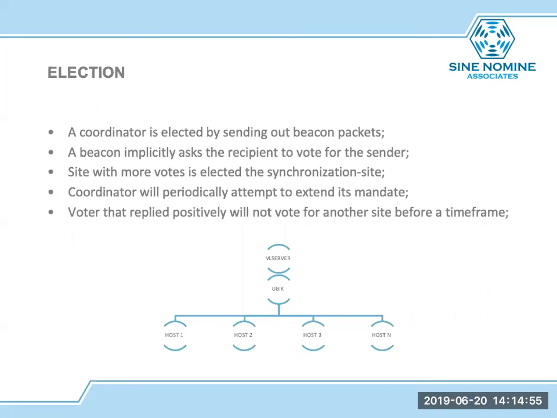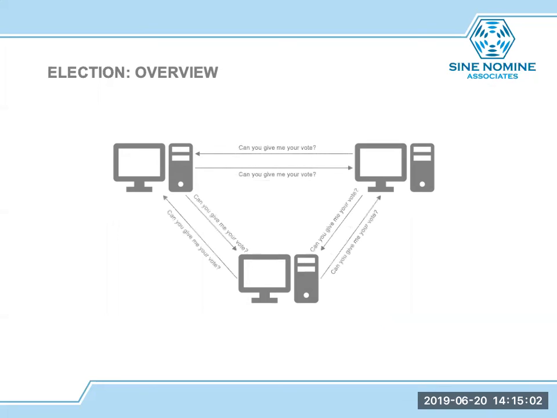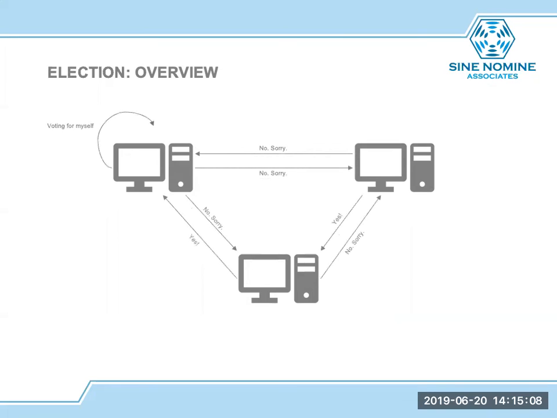So let's take a look at this example here to see how it works. It's very simple. Every single site is going to ask for a vote. And the site with more votes will become the Sine site, which happens to be this one here. As you can see, this site only has 2 votes, but that's enough to become a Sine site because we only have 3 sites here.